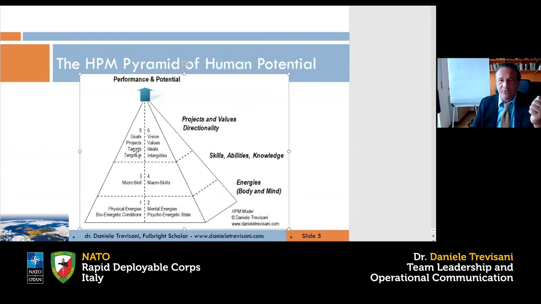Then we have five, which is goals, the ability to define projects really. And six, we have the spiritual side. Every objective has a spiritual side. There is a spiritual value in any team. If there's no spiritual value, the team is really empty.